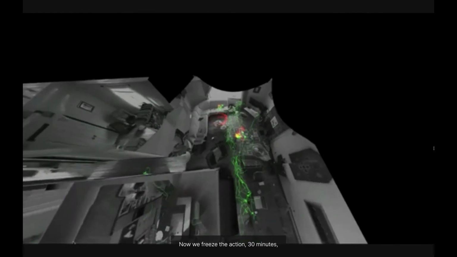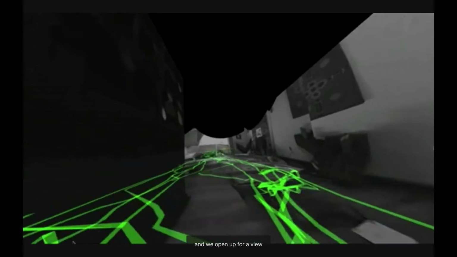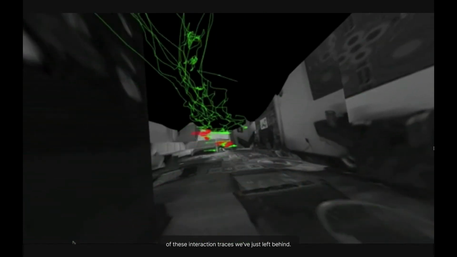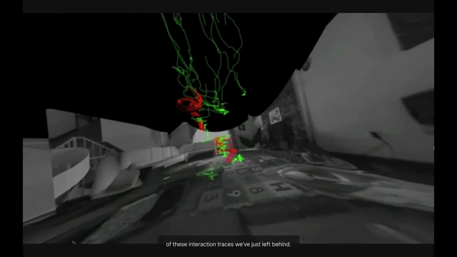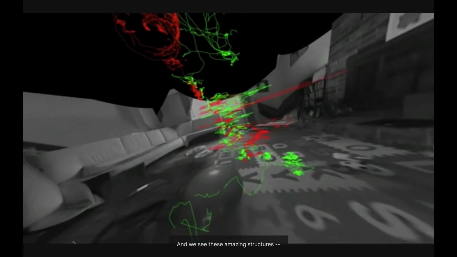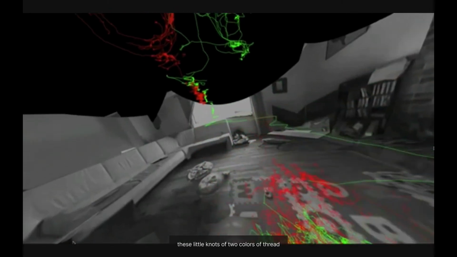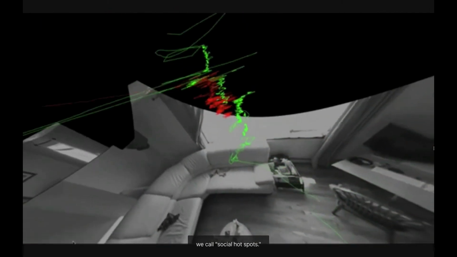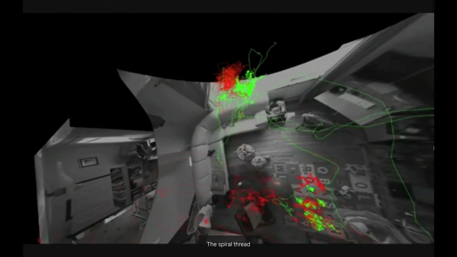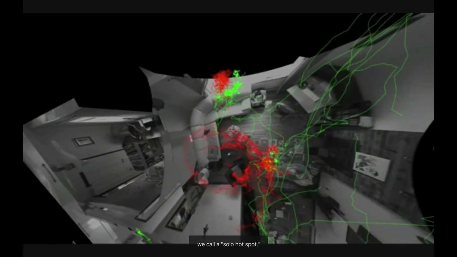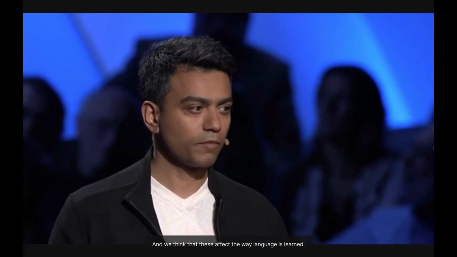Now we freeze the action, 30 minutes. We turn time into the vertical axis, and we open up for a view of these interaction traces we've just left behind. And we see these amazing structures. These little knots of 2 colors of thread we call social hotspots. The spiral thread we call a solo hotspot. And we think that these affect the way language is learned.